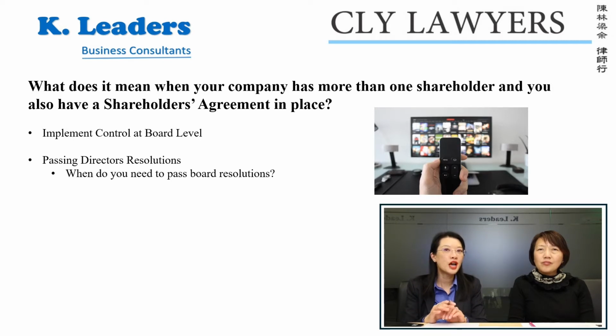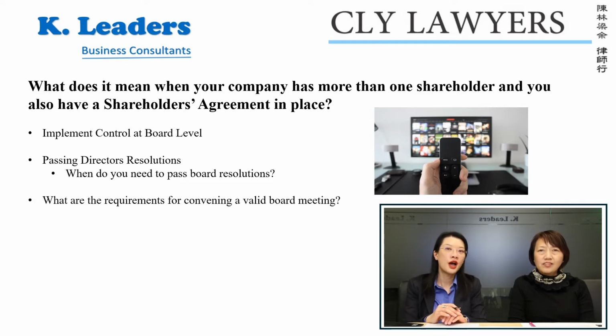What happens if you have a shareholders agreement in place already? Before you pass your board resolutions, of course, you'll have to go into your shareholders agreement just to look at the provisions, just to see what some of the requirements for holding the board meeting are. So aside from the requirements required by law and also your articles of association, what are the requirements for convening a valid board meeting?